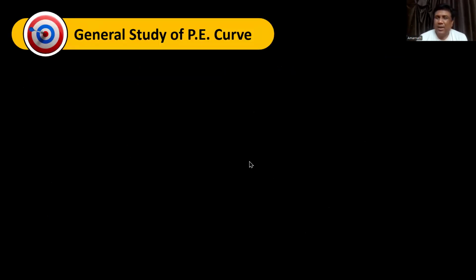Now, general study of the potential energy curve. So between, say, 2 particles, this is the graph. Actually, you should please try to remember. This is the potential energy graph between 2 particles in space. It may be 2 atoms, it may be any other 2 particles, or even it may be 2 planets in space.